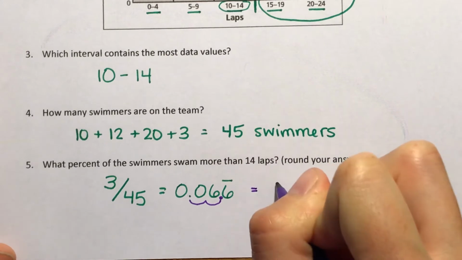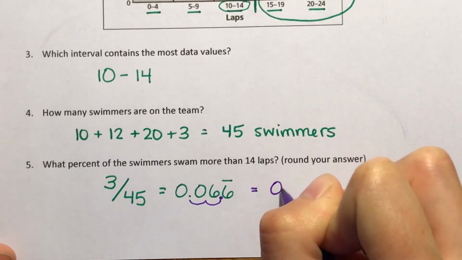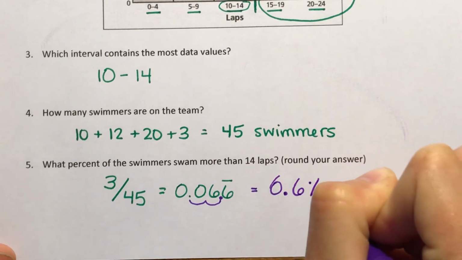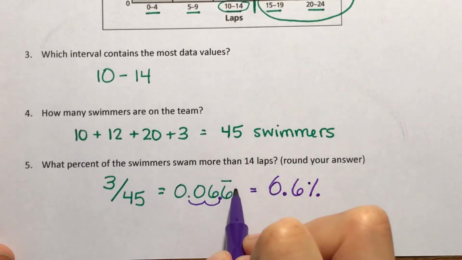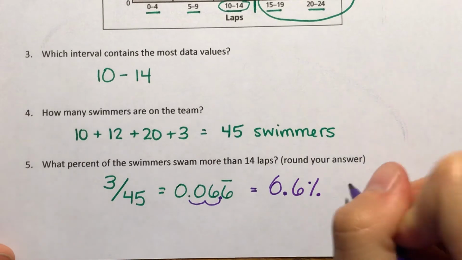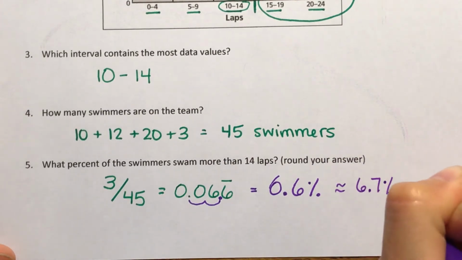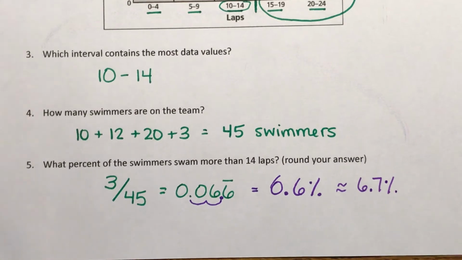which you could have done like 6.6%, or with that repeating decimal, there would be a 6 and a 6 and a 6. So on the answer key, I did 6.7% as your final estimate of the percent of swimmers that swam more than 14 laps. Okay, so those are the first page up to number 5.